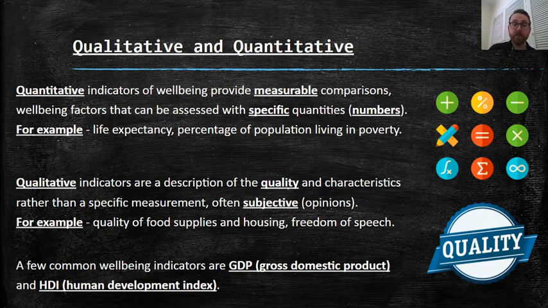So well-being factors that can be assessed with specific quantities, numbers. For example, life expectancy. So that's going to give you a specific number. Percentage of population living in poverty. That's a well-being factor being assessed with a specific number. You're not going to be like, oh, there's a good amount of people in poverty or an average amount of people. You're going to give a specific percentage, a specific number.